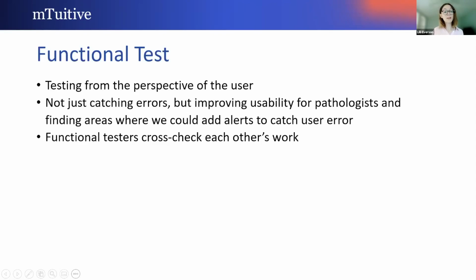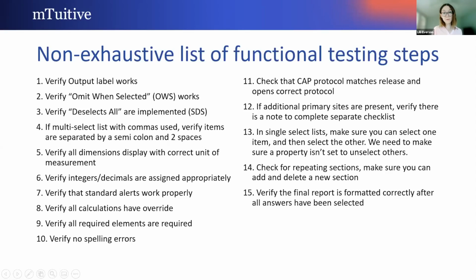Another really important point is that functional testers cross-check each other's work. And so instead of just having one functional tester look through a checklist, we'll make sure that after the first functional tester is done, another functional tester will come in and also look at that same checklist to make sure that the first tester didn't miss anything, because we are all human and sometimes something may slip through. So that is just an extra safety net to make sure that we catch any errors.